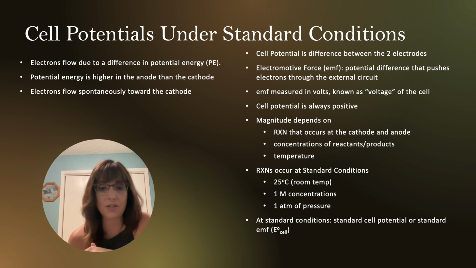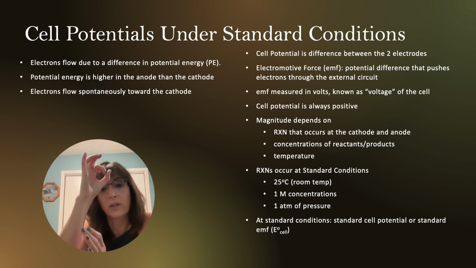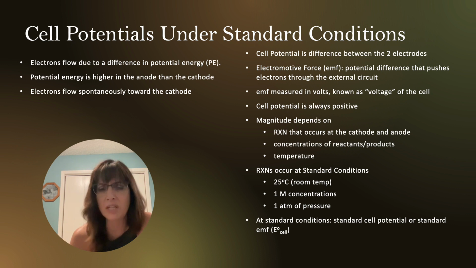Reactions occur at standard conditions. You're going to hear those terms a lot in the book, and that's just so that you know what you're dealing with. Standard conditions is room temperature, 25 degrees Celsius or 298 K. All of the solutions are 1 molar. So when we do our lab, all of our solutions are 1 molar and at 1 atmosphere of pressure. When you have a cell potential at standard conditions, we label it capital E with a little o up here. Remember that o means standard. You've seen it before with enthalpy and entropy. And then we just write cell down below to talk about the entire equation.